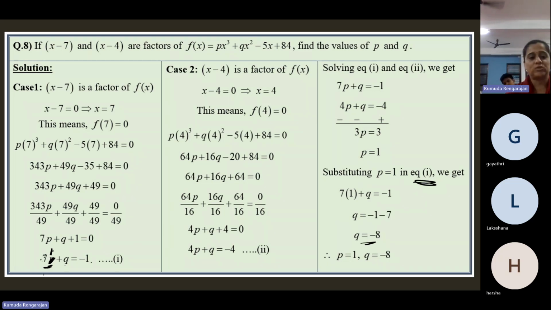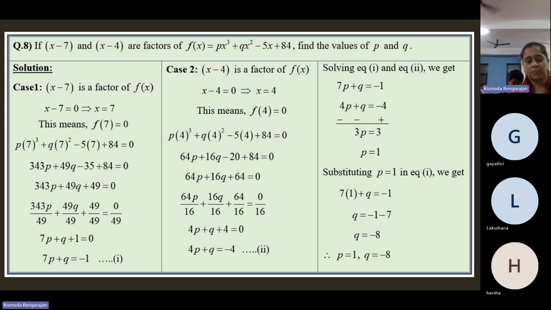That's the question: find the values of p and q. P is 1 and q is minus 8. Right? Yeah. The others can start writing. As you write, if you have any further questions, you can ask me.